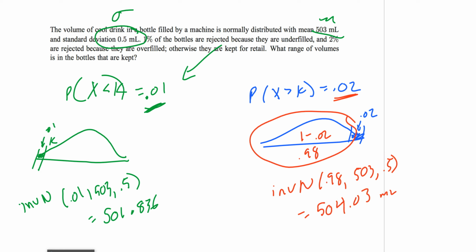milliliters. So right, that's the range you get. So let's actually answer the question, what range of values are the bottles kept? My range is going to be from 501.8 to 504.03. Right, anything below that is underfilled, anything above that is overfilled. And that's the lesson.